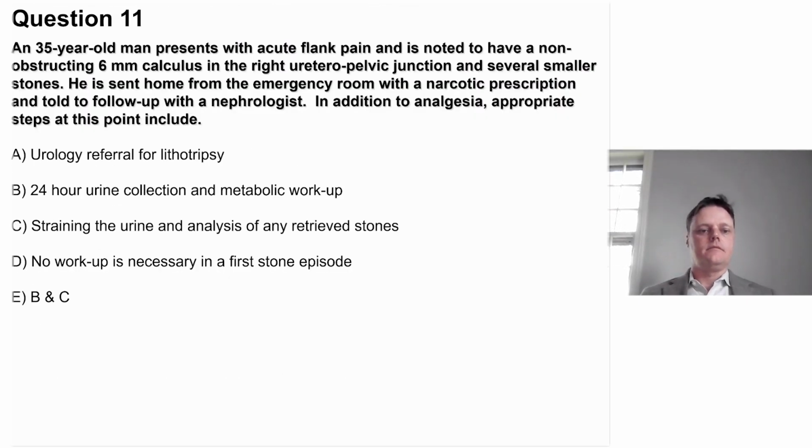Question 11. A 35-year-old man presents with acute flank pain and is noted to have a non-obstructing 6 mm calculus in the right ureteropelvic junction with several smaller stones. He's sent home from the emergency room with a narcotic prescription and told to follow up with a nephrologist, and I would imagine a urologist.